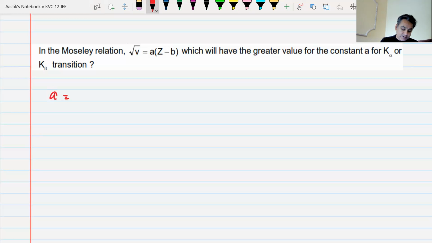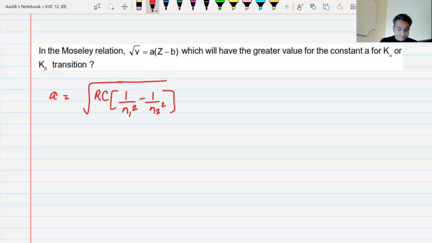In this form, A is under root of RC into 1 by N1 square minus 1 by N2 square. Do we remember this? For K alpha, the value of N1 is 1 and the value of N2 is 2. So what will be the value of A for K alpha series? It will be root over 3 by 4 RC. We have already seen this, yes or no?